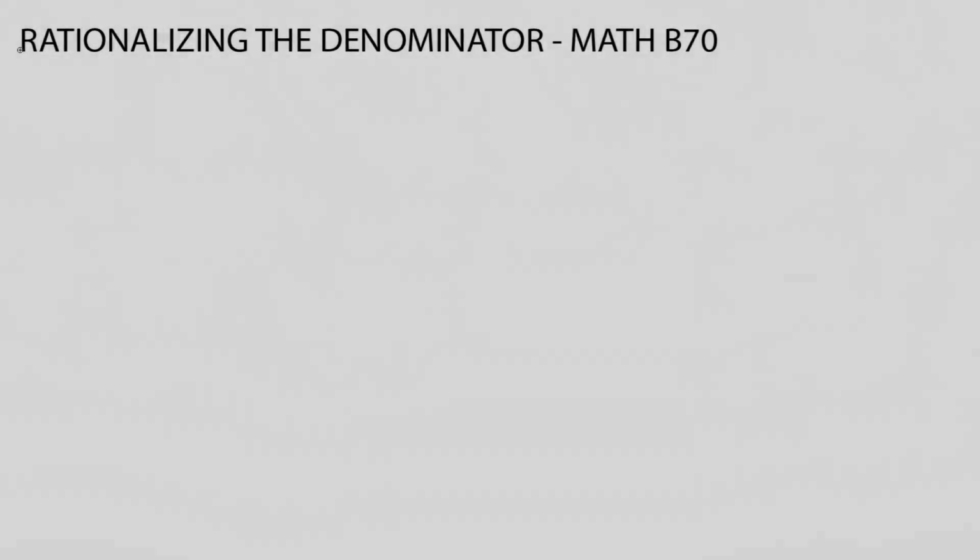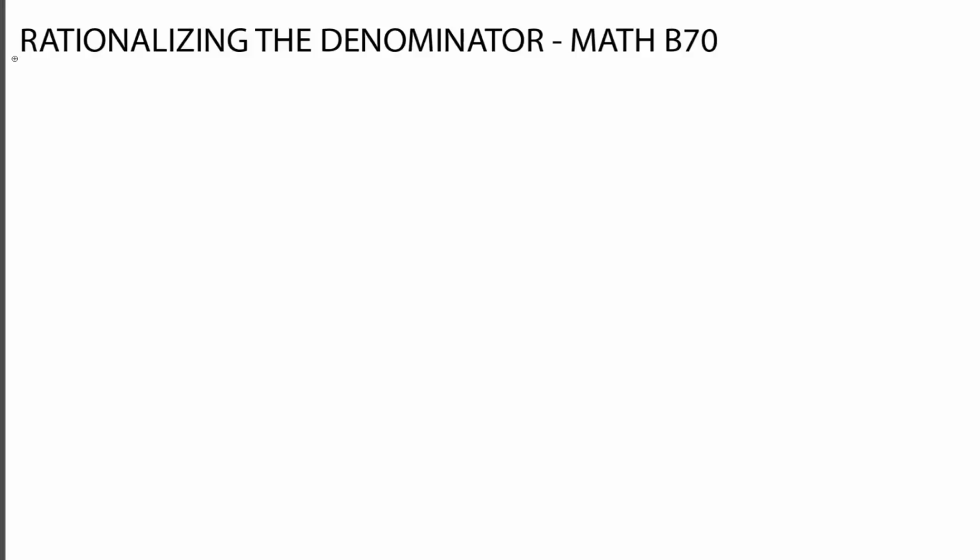Alright class, today we will learn how to rationalize a denominator. This is a part of Math B70 class. When they ask to rationalize the denominator, they are asking you to change the denominator, which will be a square root, into something that's not a square root. In other words, an integer.